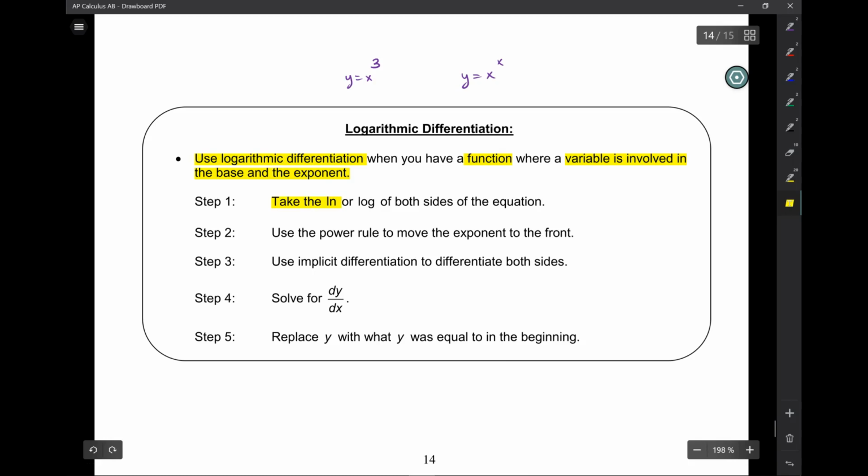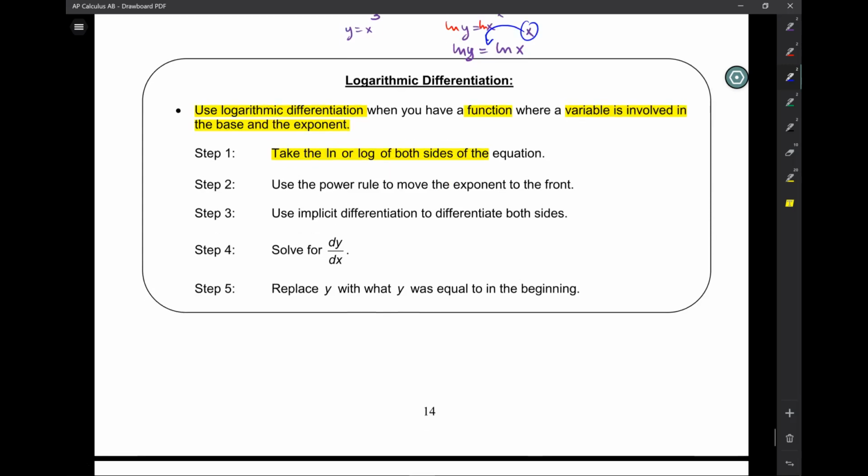Basically, first, you take the ln or log of both sides. So take a look. If you took the ln of both sides here, then you have ln of y equals ln of x to the x. Do you remember properties of logarithms, where if you have ln of something to the power of something, what happens? This moves down and then it's a less scary function. That's the reason why we do it.